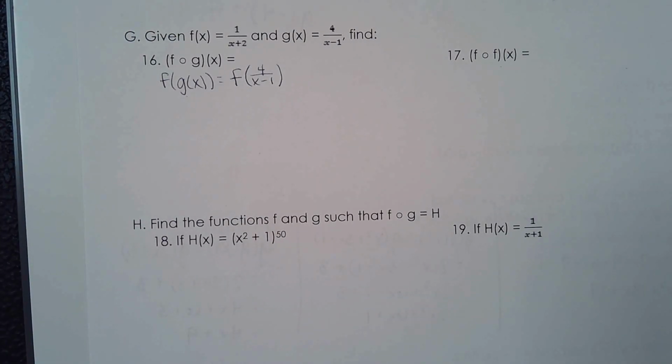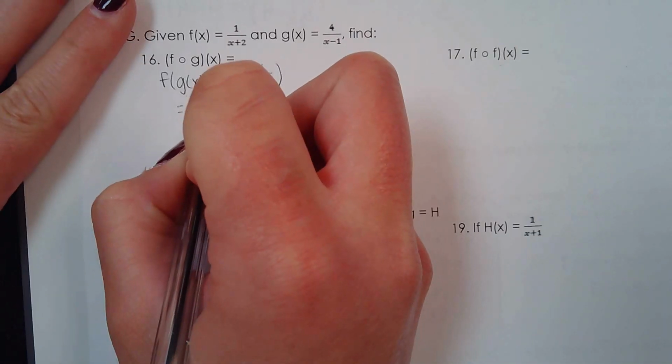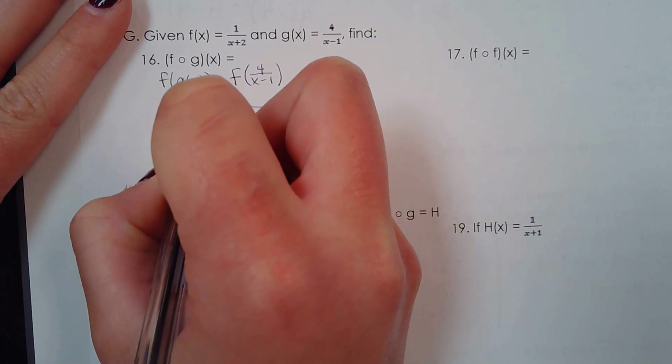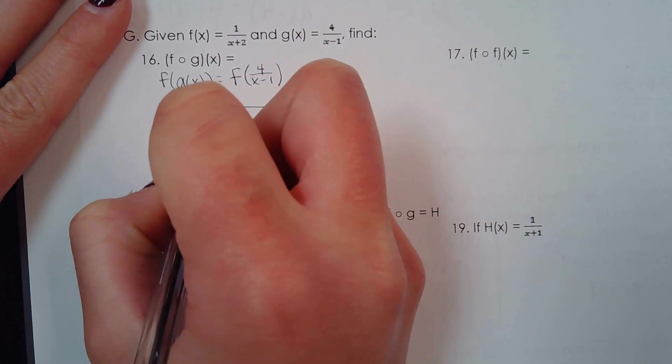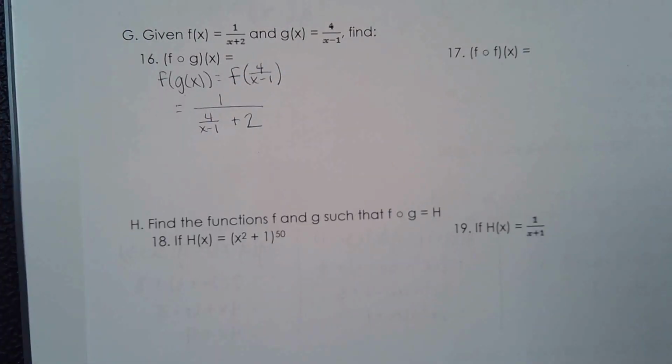So like I was just saying a second ago, because these are both rational fractions, or rational functions, when you plug them into each other, they're going to have compound fractions. Do you remember how to deal with those? Maybe, maybe not. So in this case, we're going to have 1 over 4 over x minus 1 plus 2. Is that okay?